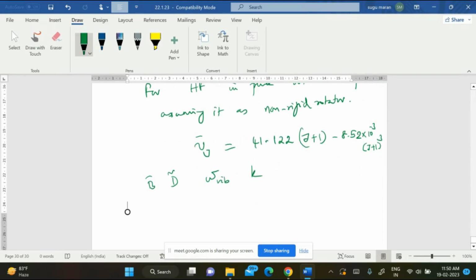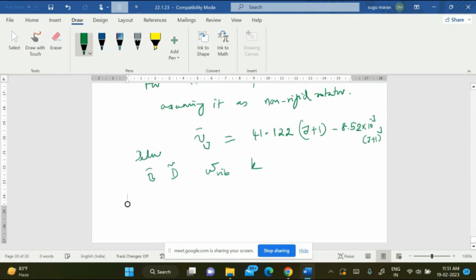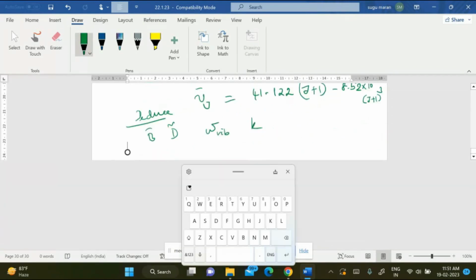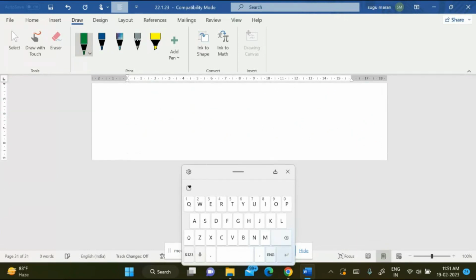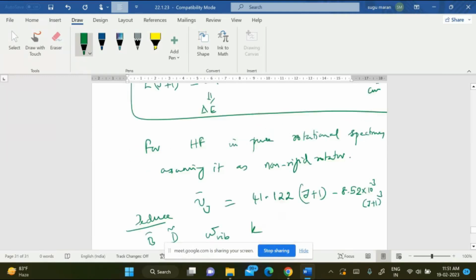So they give this equation, which is showing that they are the rotational lines. This is the rotational line, and this is the equation. From this equation, you are asked to deduce the following. So this is about a non-rigid rotator, a rotating molecule which is obeying an equation. They may give you this equation, and you are asked to calculate a thing.